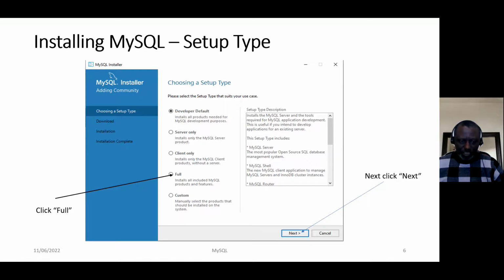The system brings you here, whereby you will now need to tell the system what exactly it is that you want from the installer. The first option says Developer Default. This is for if you are a database developer, that is, you are responsible for designing the database, designing the schemas and all those kinds of things.